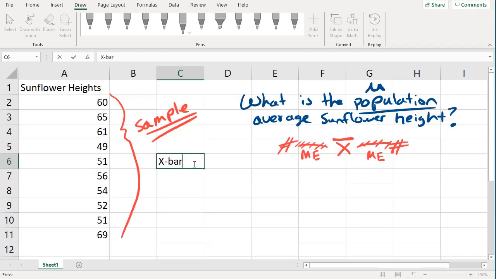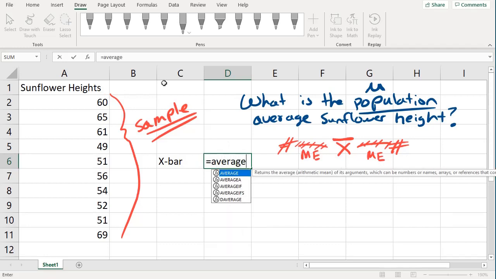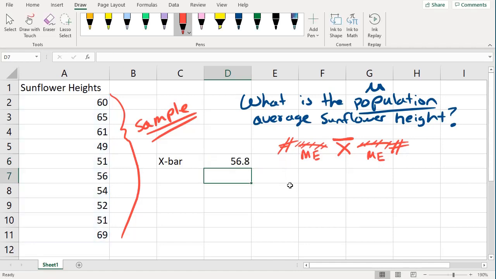Okay, so to find X bar, the sample average, do average, open parentheses, and then do all of your data. Okay, so I just clicked and held, and then I released when I got to the end, highlighting all my data. You can see it goes from cell reference A2 and colon to A11. Okay, once you have that, close parentheses and press enter, and there you go. That's the sample average for this data.